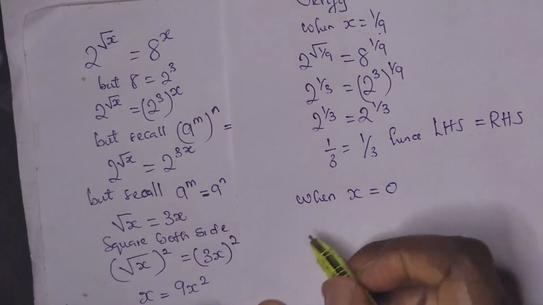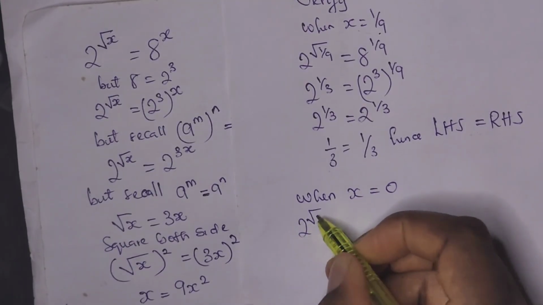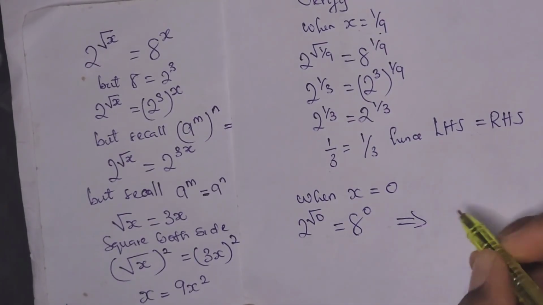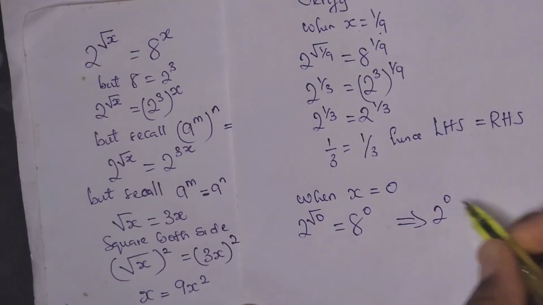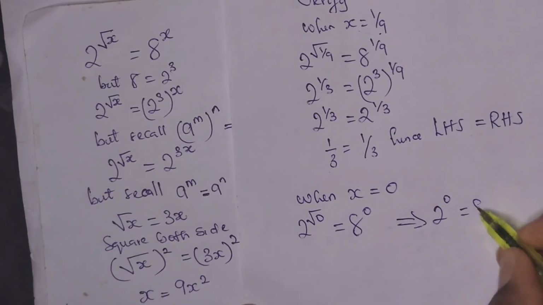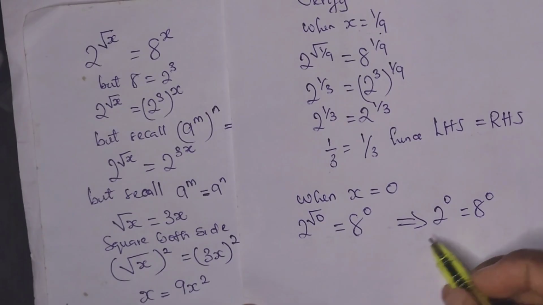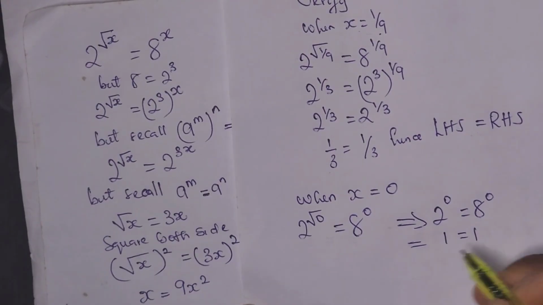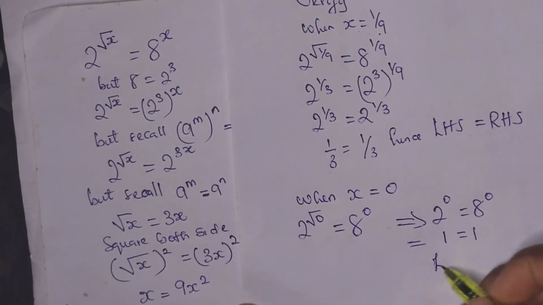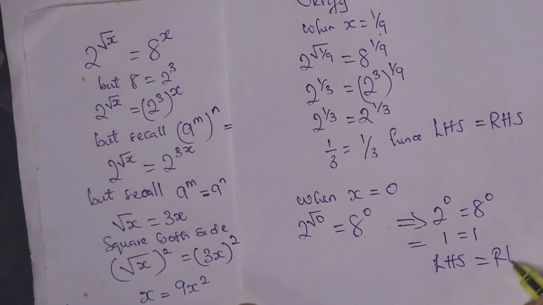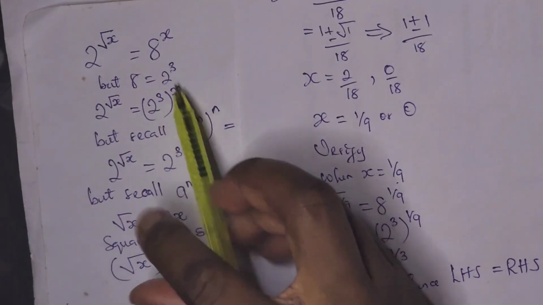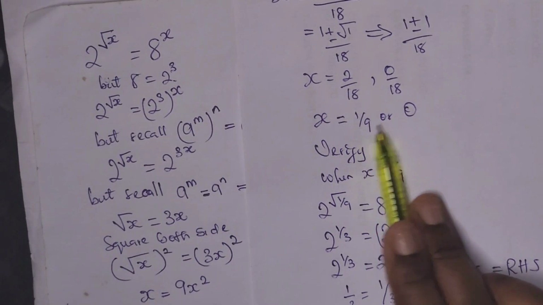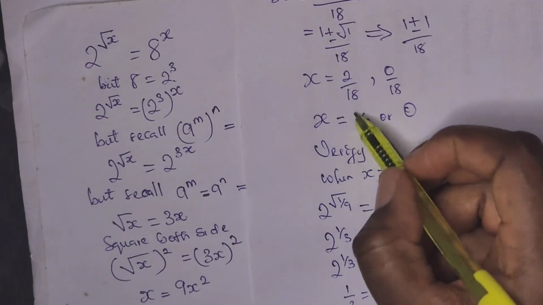So when x is equal to 0, we have 2 to the power of root 0 equal to 8 to the power of 0. So root 0 is 0, and 8 to the power of 0. Any number raised to the power of 0 is 1. So this is 1 equal to 1. So the left hand side equals the right hand side. So the solution for this problem is x equal to 1/9 or 0. So this is our answer.